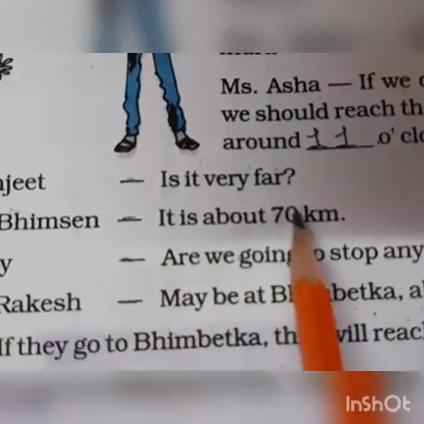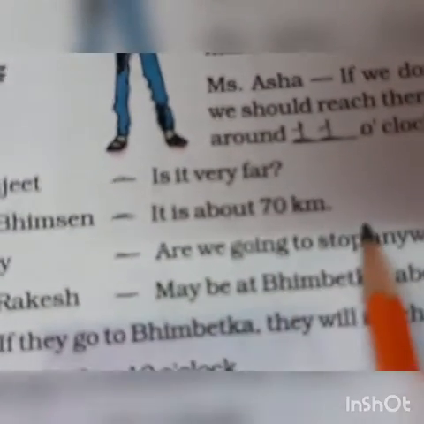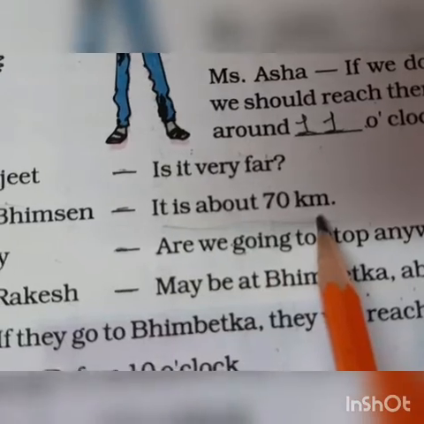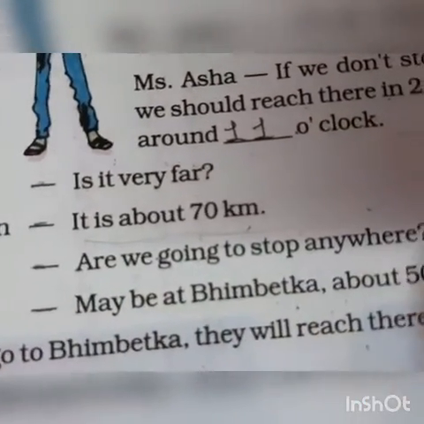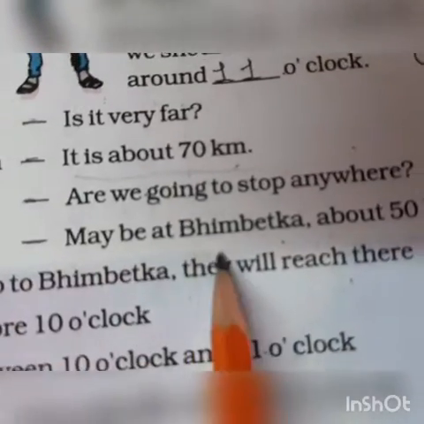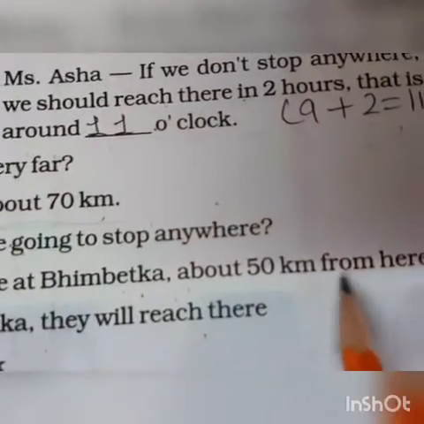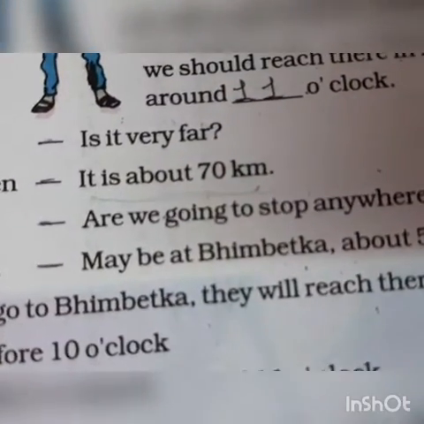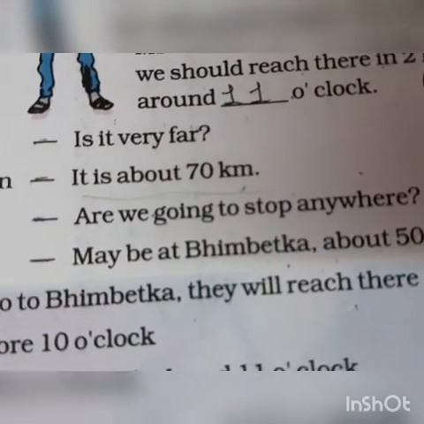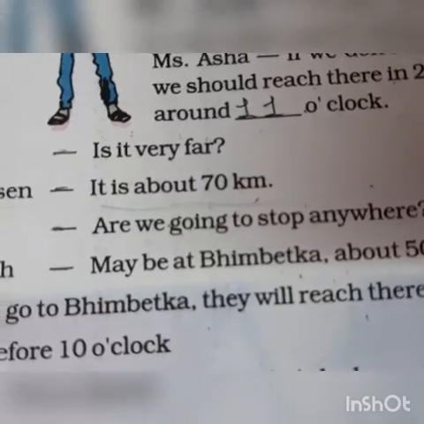Manjeet, is it very far? Mr. Bhimsen, it is about 70 kilometers. What is the distance? It is about 70 kilometers from where they have started to Bhopal. Ruby, are we going to stop anywhere? Mr. Rakesh, maybe at Bhimbetka, about 50 kilometers from here. So Mr. Rakesh is telling maybe we can stop at one place, which is Bhimbetka, which is about 50 kilometers from the place where they started.